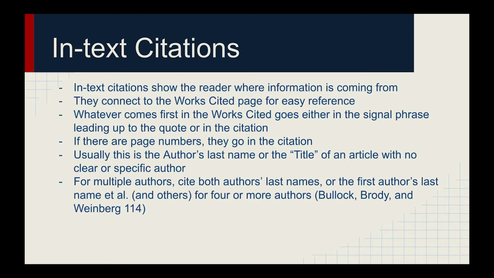The rule for in-text citations is, whatever comes first in the works cited page goes either in the signal phrase leading up to the quote or in the citation. If there are page numbers, they go in the citation. Usually, the first element in the works cited page is the author's last name or the title of an article with no clear or specific author. For multiple authors, cite both authors' names for 2, and the first author's name and the abbreviation et al., Latin for and others, for 4 or more authors.